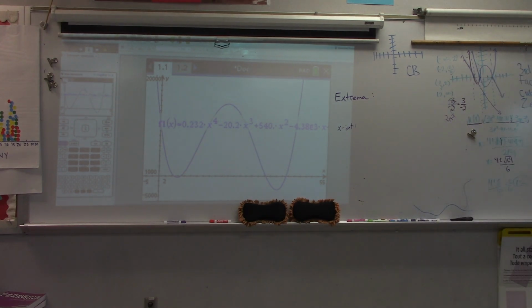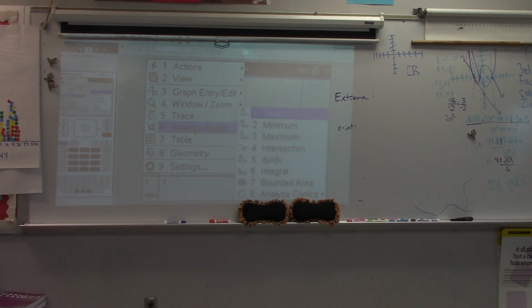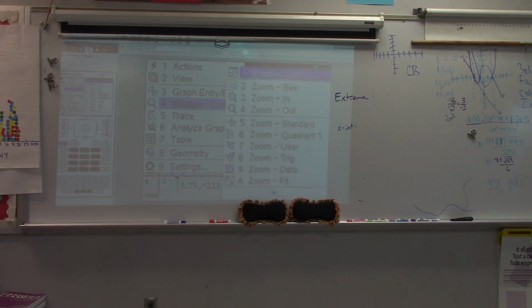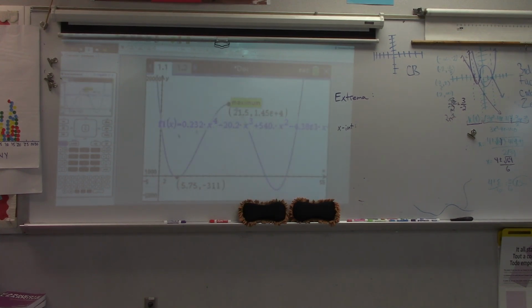What's the button we press? Menu. And what are you going to do from menu? Analyze graph. Remember, we have the graph, we need to analyze it. Notice there's options for zeros, for minimum, for maximum, right? So find your x-intercepts, find your max and your min. Said find the minimum and the maximum, and the x-intercepts.